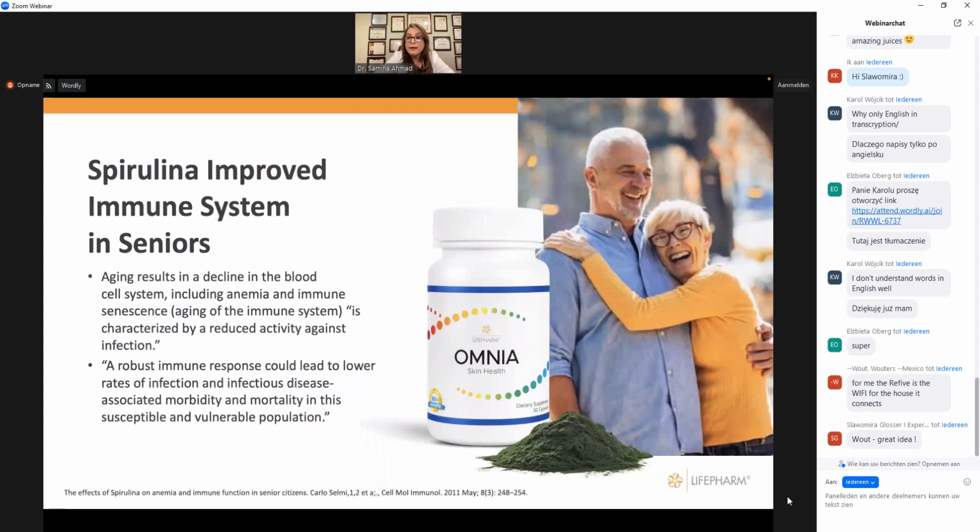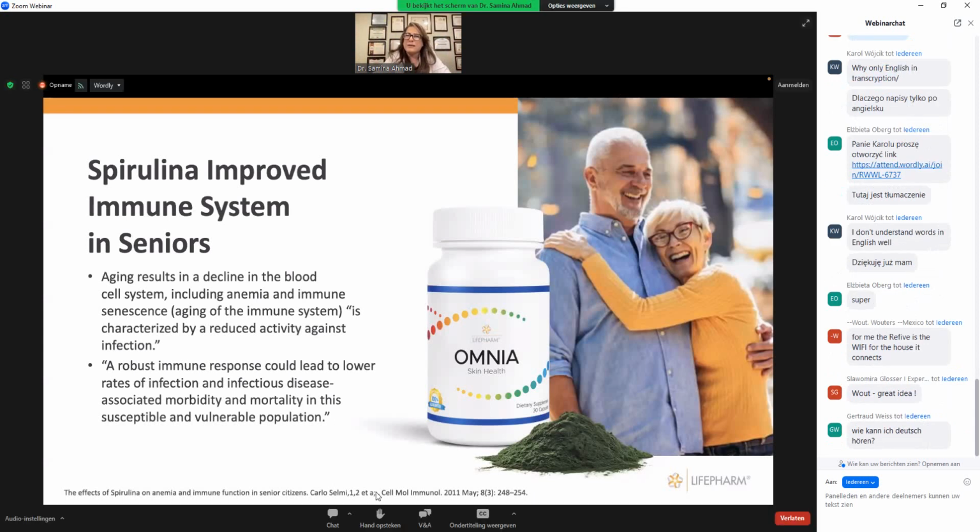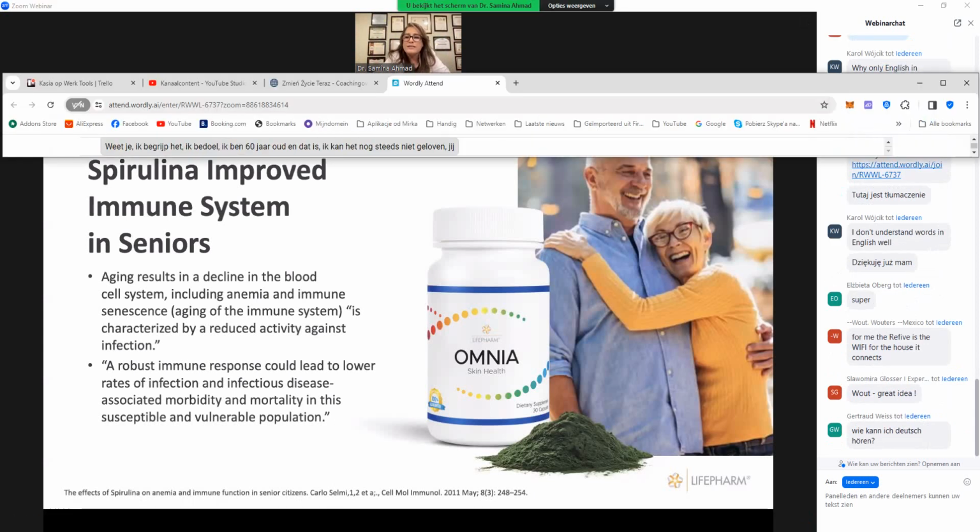And so spirulina omnia, and omnia I love because I think it helped me so much with my skin. I'm 60 years old. And I still can't believe it. There's a part of me which is still staying fixed on 16, not 60. So I let the child stay there in me. And I think my skin is not bad. I don't have wrinkles. I'm good.